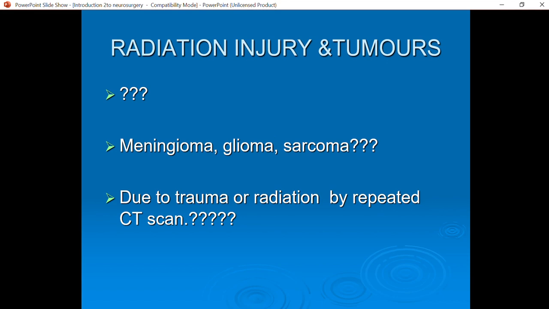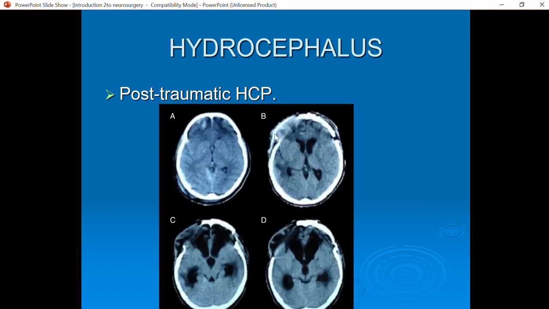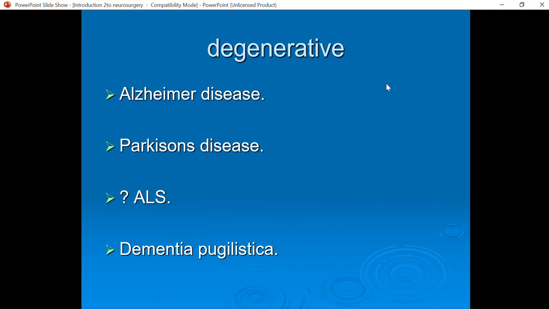You can see patients on the floors in any hospital with head injury exposed to at least 10, 20 CT scans, and each CT scan, as you know, is equivalent to about 50 chest X-rays. That's too much radiation. Whether these brain tumors, which develop in rare cases, are related to the radiation or to direct trauma, we don't know. Another late complication of head injury is hydrocephalus, and I want you to remember that hydrocephalus after head injury is usually the communicating type, not obstructive.